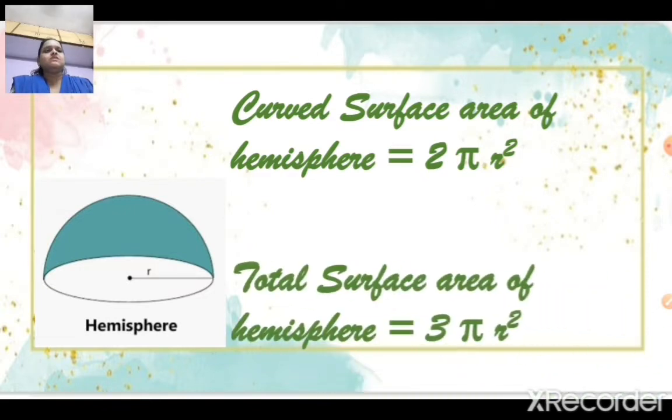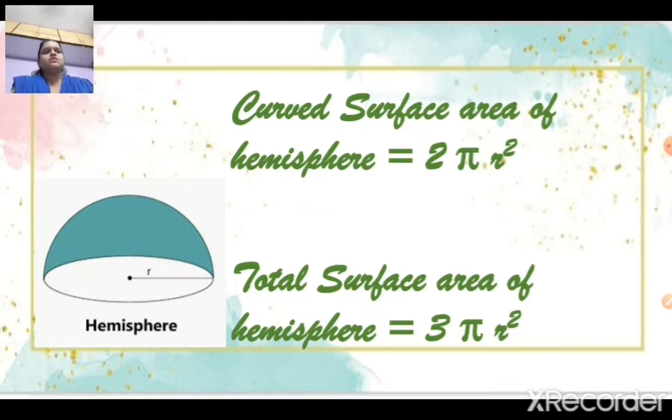Then the total surface area is equal to 3 pi r square. How did we get this 3 pi r square? The curved surface area is equal to 2 pi r square, and the base, you can see this is a circular shape and the area of the circle is pi r square. So 2 pi r square plus pi r square will become 3 pi r square. Therefore, you can remember it this way: the curved surface area of hemisphere is 2 pi r square, the total surface area of hemisphere is 3 pi r square, and the surface area of the sphere is 4 pi r square.